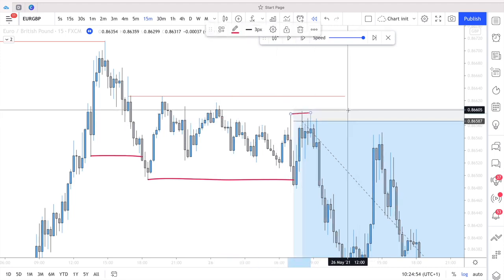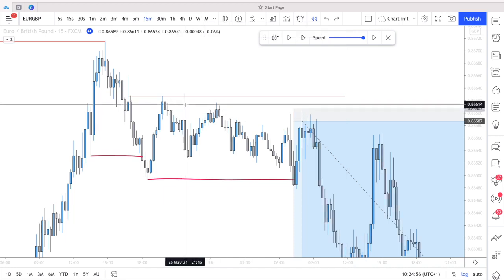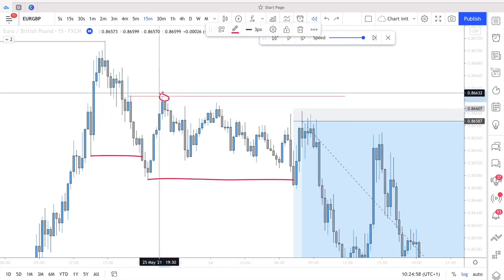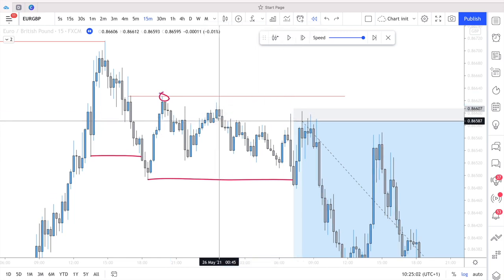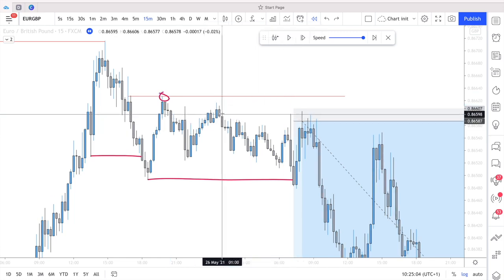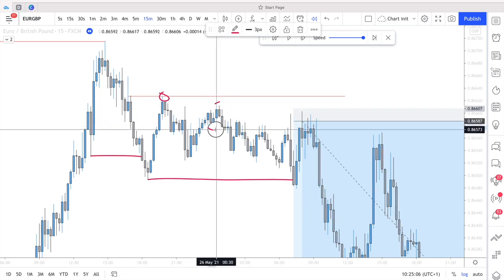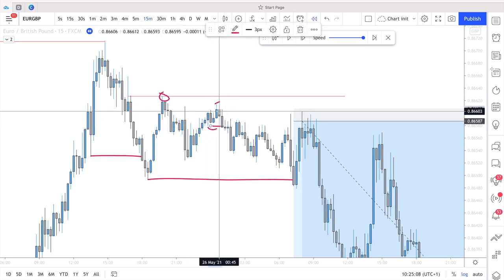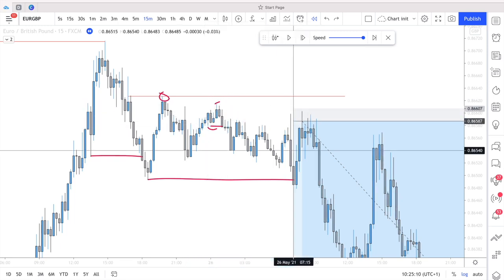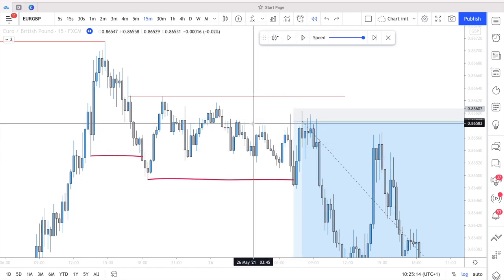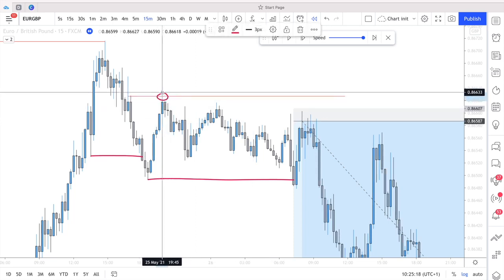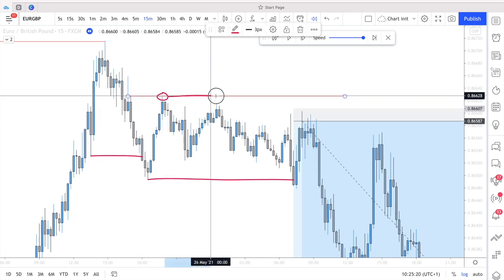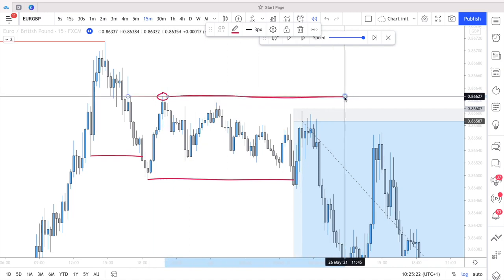But in terms of the overall invalidation, that makes sense is this point here because this is not clear what is mitigated. And to be fair, that's not even an OB, that's really broken structure, unless we can say that that's broke minor structure on a lower time frame and it's just been mitigated. However, to be a bit more conservative, understanding what's clear to you, for me personally, that is a better mitigation point and that's a better point of invalidation for me.